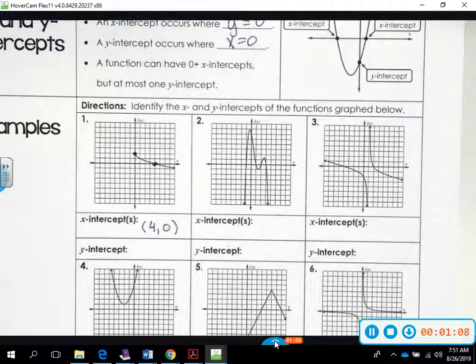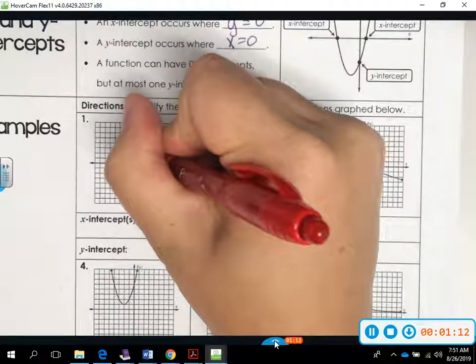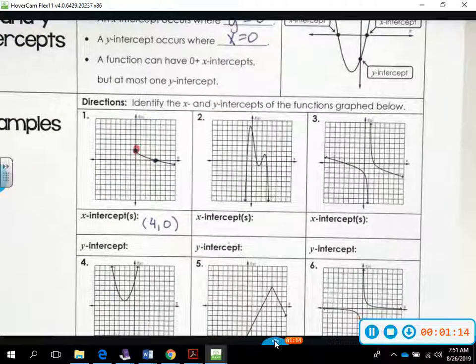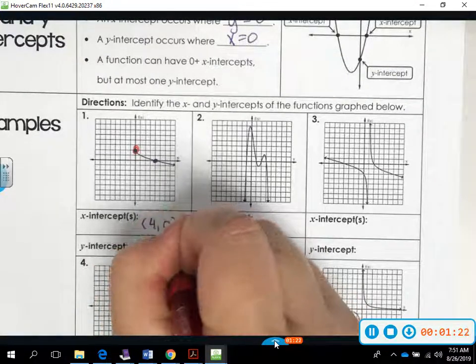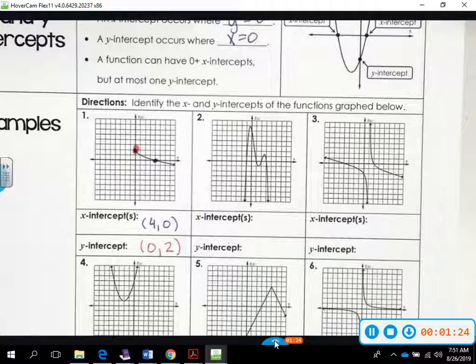You can't see that? I can see boards on this board. This right here is my y-intercept. So what would be my y-intercept, the coordinate point? 2. No, the coordinate point. 0, 2. Good. All right, so go ahead and finish 2, 3, 4, 5, and 6.